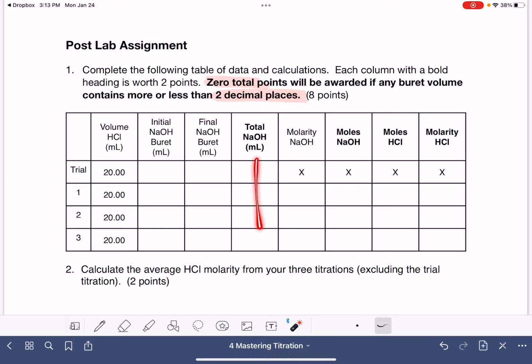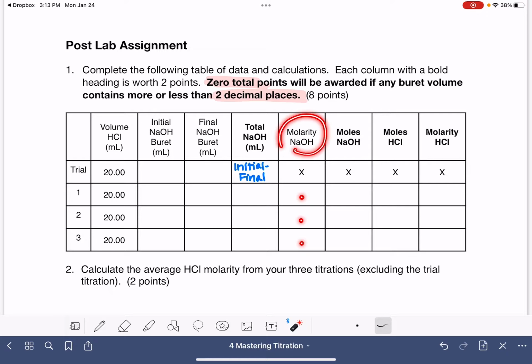The total NaOH column is just going to be the difference between the initial and final. Normally when we're taking a difference, we do final minus initial, but because the burettes are numbered backwards, meaning that a full burette has 0 milliliters according to the marking, and an empty burette is 50 milliliters according to the markings, they're marked backwards. So this is going to be your initial volume minus your final. Or if that's confusing, just subtract one from the other and make an absolute value out of it. This is going to be the volume that you used of NaOH.